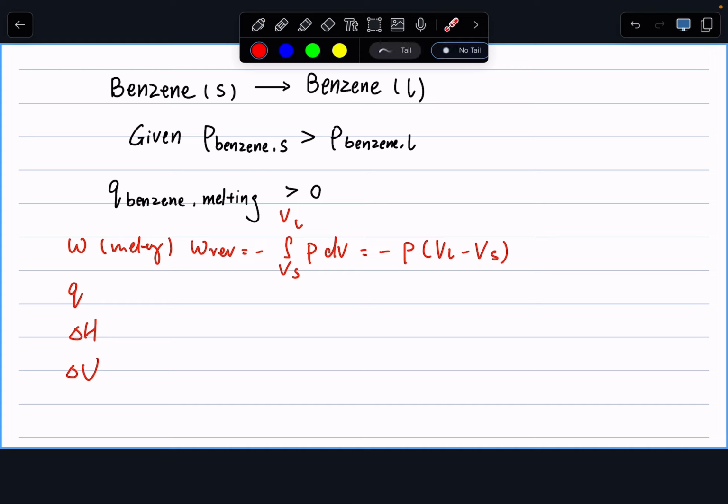Since the density of the benzene solid is larger than the density of the benzene liquid, the final volume is larger than my initial volume. So this term is positive. Occasionally I write plus sign to tell it's positive, minus sign is negative. So in this case, whatever is in the parentheses is positive, the change of volume is positive. So the overall work is going to be a negative number, but a very small one.